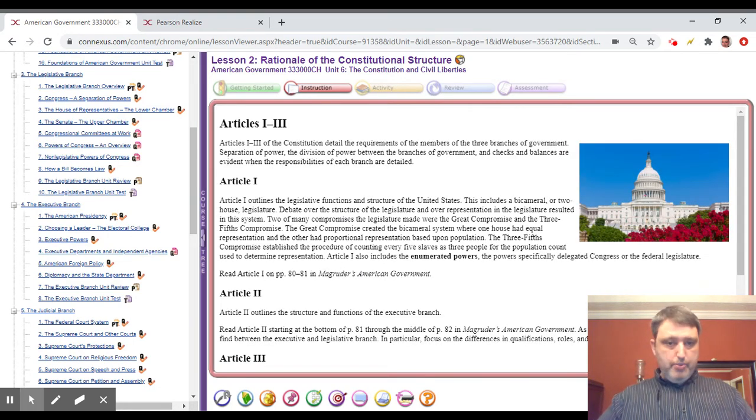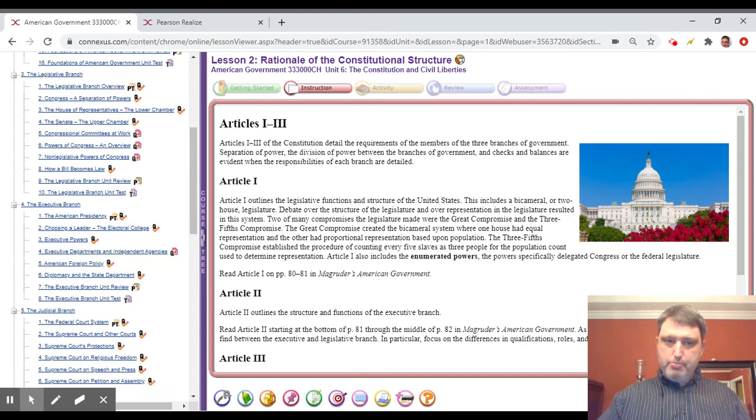Okay? Oh, here we go. Here's just like we talked about. Article 1 outlines the legislative function of the United States. This includes a bicameral system, a 2-house legislature. We've talked about that. Debate over the structure of the legislature and the representation in the legislature resulted in this system. 2 of the many compromises that the legislature made were the Great Compromise and the 3/5 Compromise.